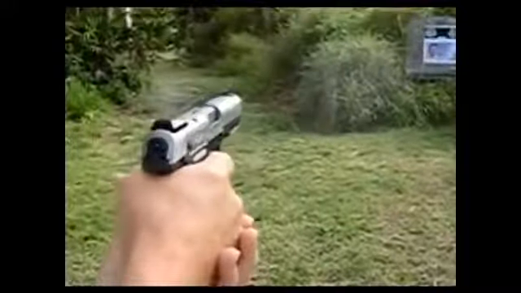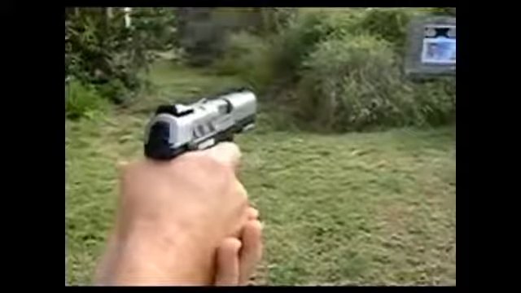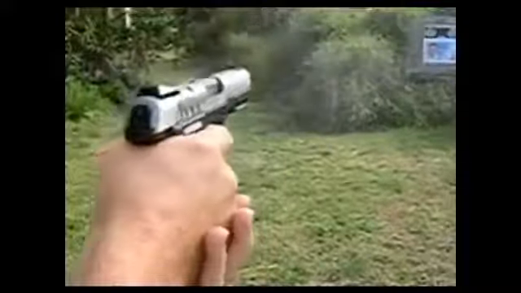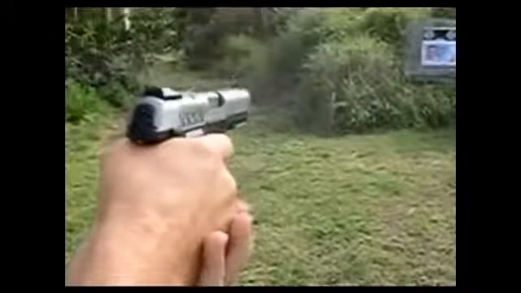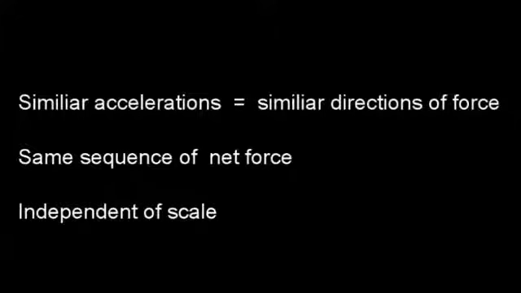We can also determine the sequence of applied forces, that is, which force must have come first to cause the motions observed. And even totally different objects that move in a similar path will also have the same direction of net force. So any objects that have similar accelerations will have the same direction and the same sequence of net force, and is independent of scale.